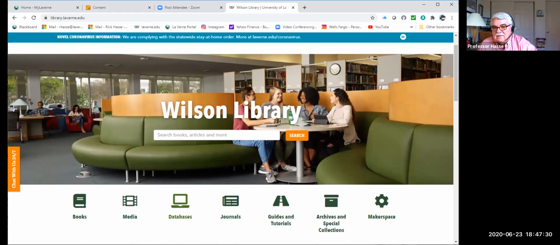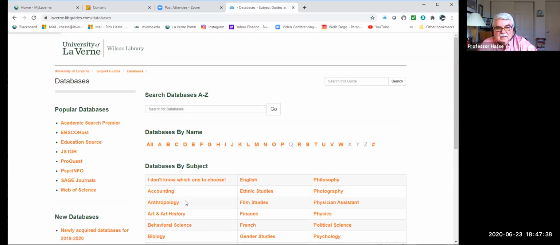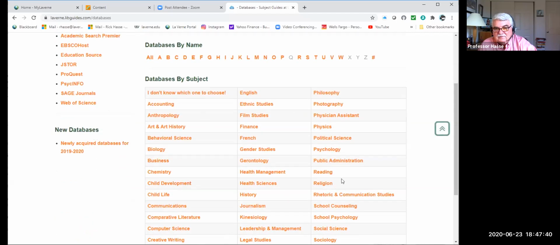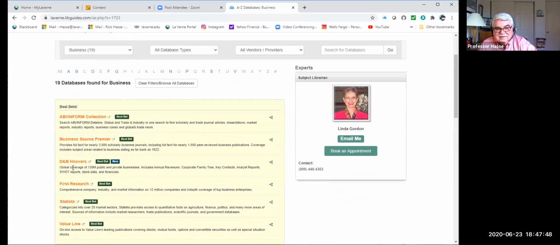But what I'm concerned about at the library is I'm going to look for databases. So I click on databases. And I go to business. Look at all these databases. And the database that you want is called D&B Hoovers, Dun and Bradstreet Hoovers. This is a database that collects all the information about publicly traded corporations in America, of which your portfolio is made up.